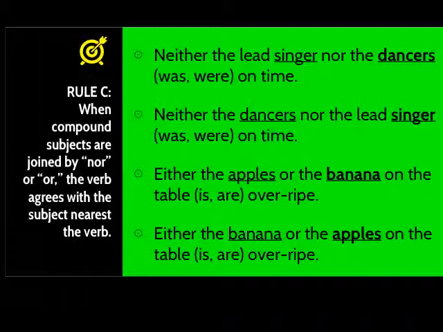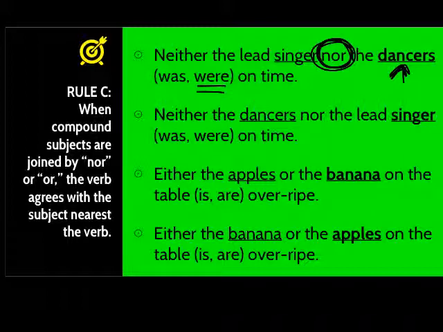The third rule with subject-verb agreement is that if you have a compound subject joined by neither or nor or, then you have to look at the subject nearest the verb. So if we look at these sentences, and I put them in pairs for a reason, neither the lead singer nor the dancers were on time. My subjects here are singer and dancers, so I have a singular and a plural compound subject, but it's joined by that conjunction nor, so I know that I need to look at the subject nearest the verb, which is dancers, and go with the plural verb form.